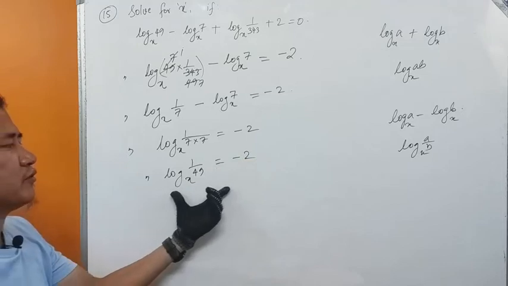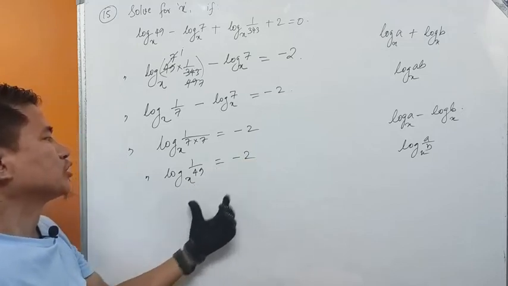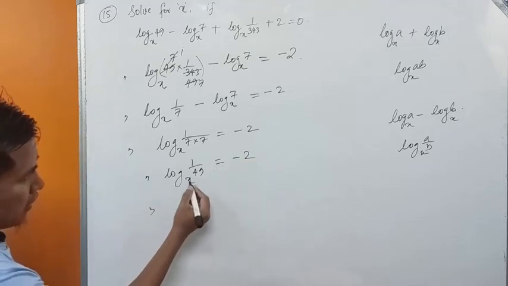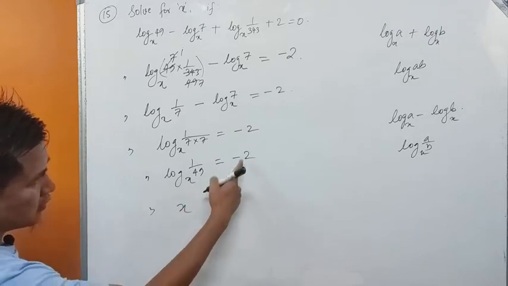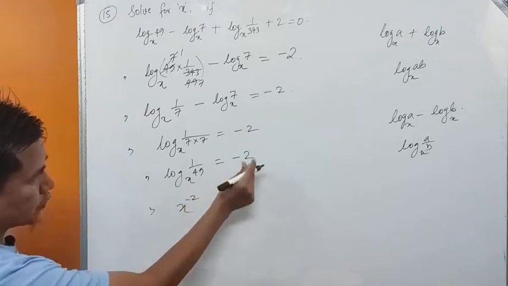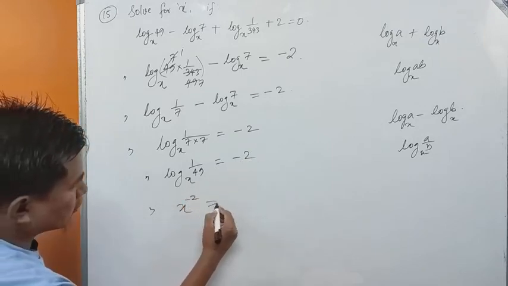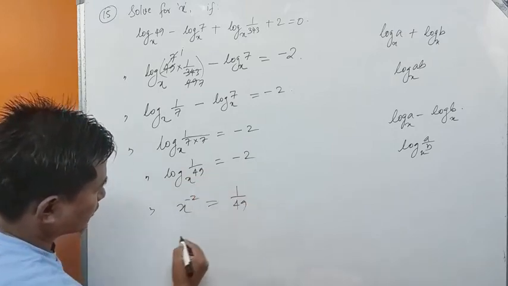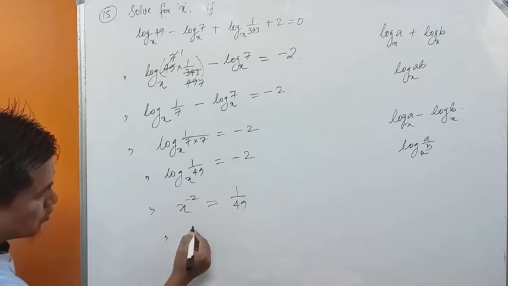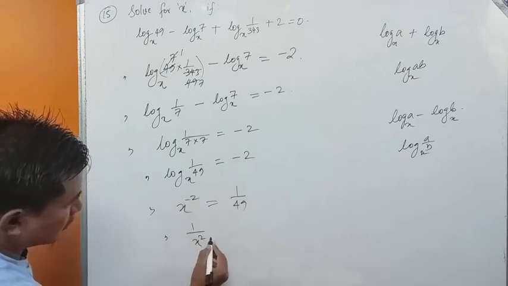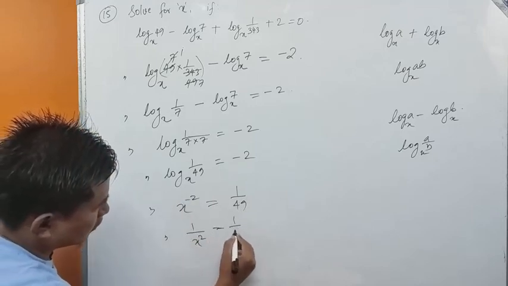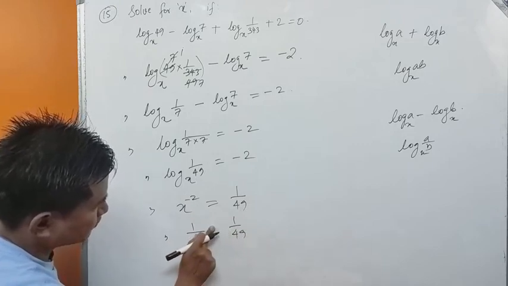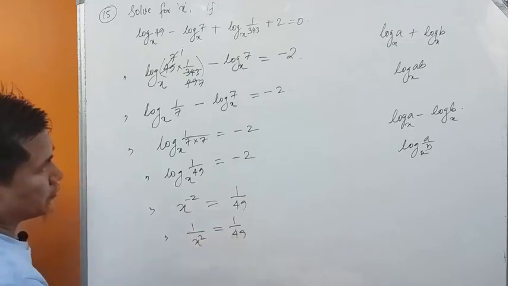Now this is a logarithmic equation, we convert this into exponential form, okay. So x is the base here, x raised to power minus 2, this minus 2 comes here as power, equals 1 upon 49, isn't it? So x to the power minus 2 means 1 upon x square equals 1 upon 49, isn't it?